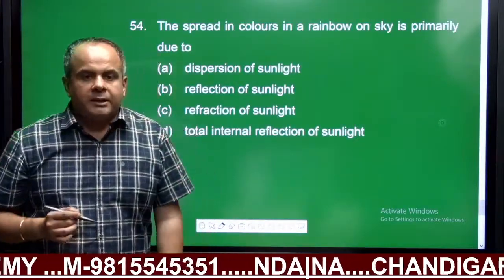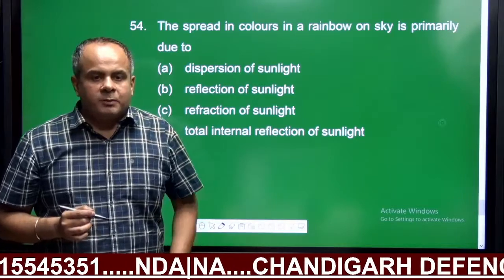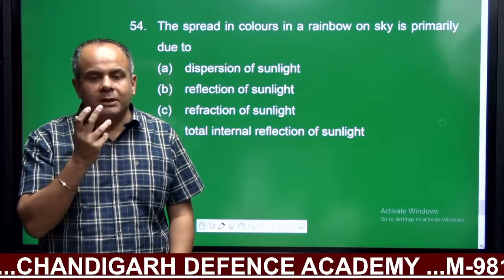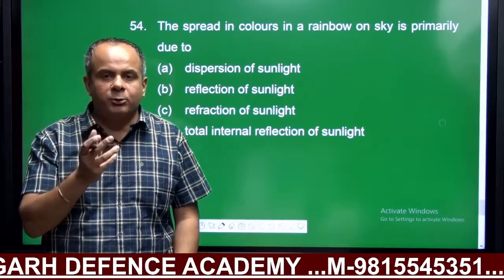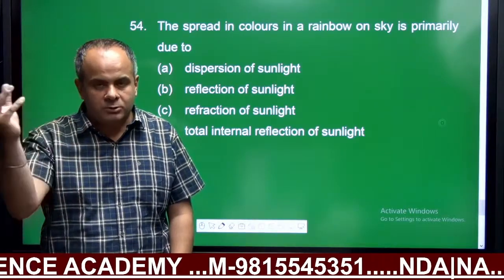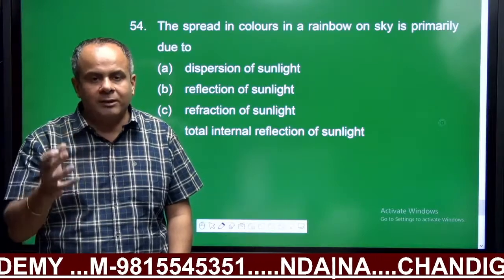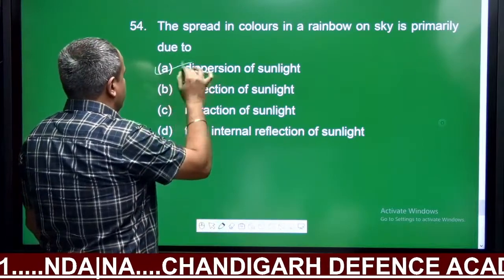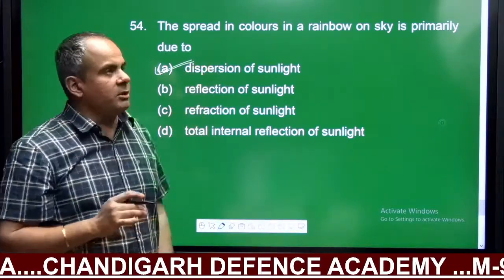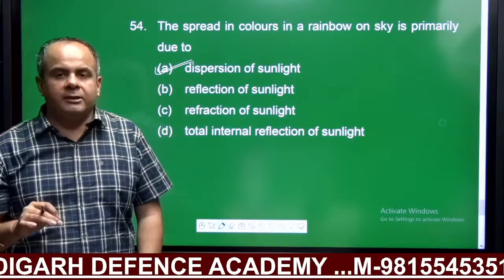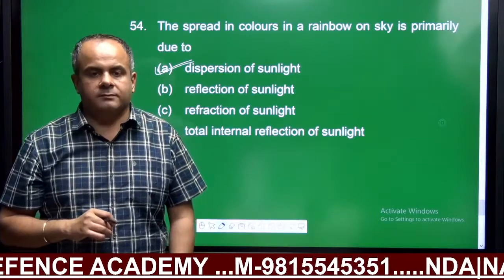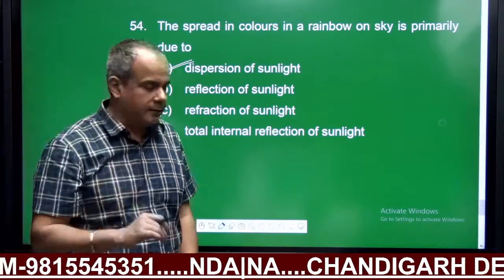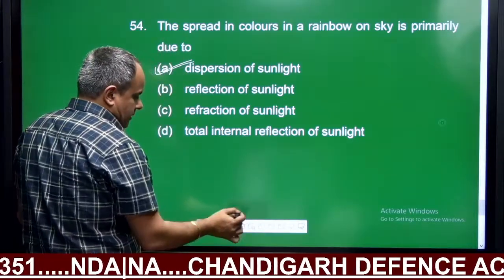The spread in colors in rainbow on sky is primarily due to, mainly what, white light is splitting into 7 colors: violet, indigo, blue, and so on. White light is splitting into 7 colors. It is primarily due to dispersion of the light. Dispersion of light actually means splitting of light into its 7 colors. A. Great. ठीक है जी, याद रखिएगा इसको. Let's move to the next one.